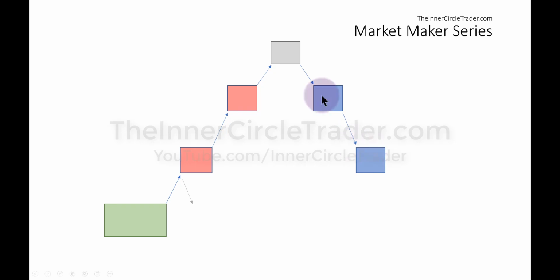But let's assume for a minute you're taking an optimal trade entry short here. And this goes for the same thing I just mentioned on the market maker buy model.